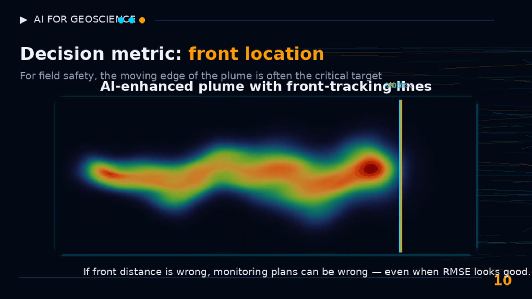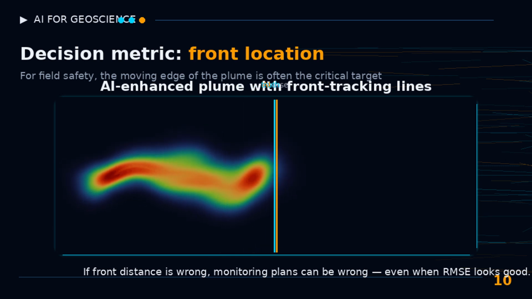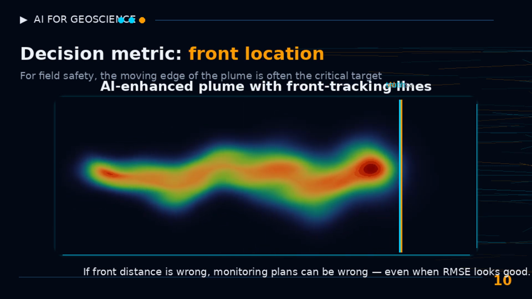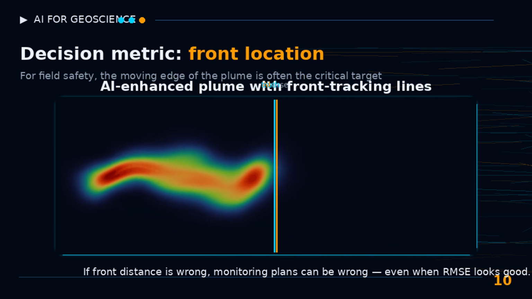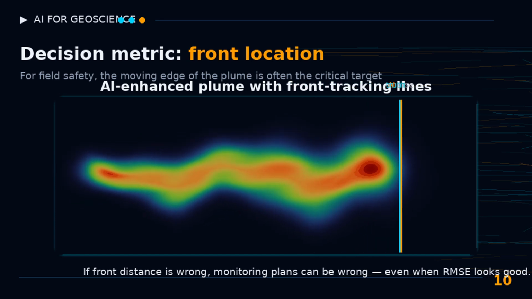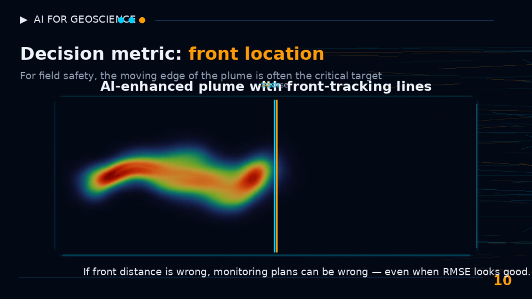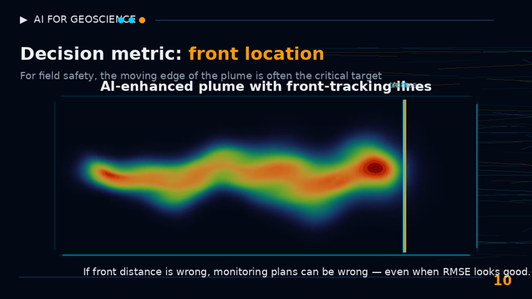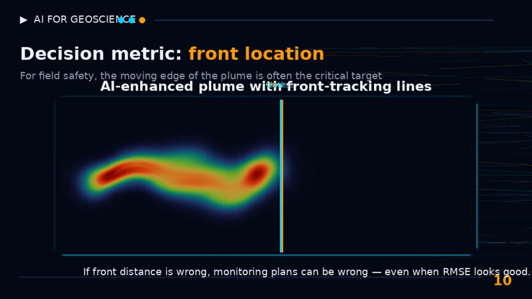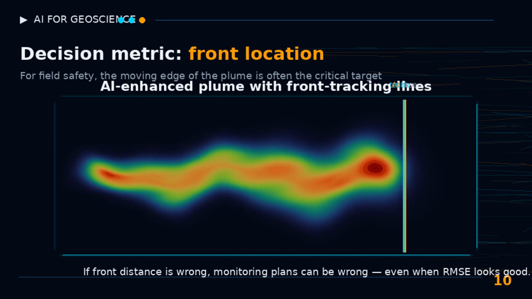In this slide, the AI-enhanced plume is compared with front tracking lines. These lines represent the estimated moving boundary of the plume. Even if the average image error is low, the front location can still be wrong. And if the front location is wrong, monitoring plans may also be wrong. That is why we need decision metrics.